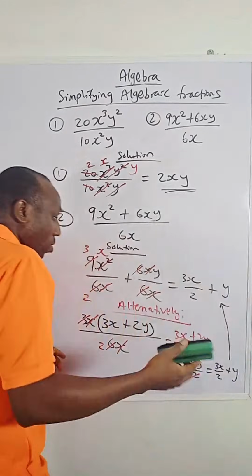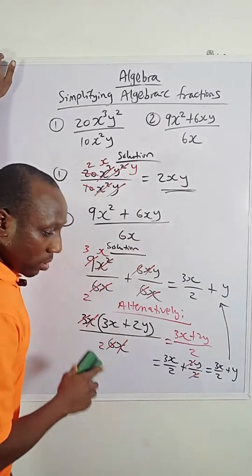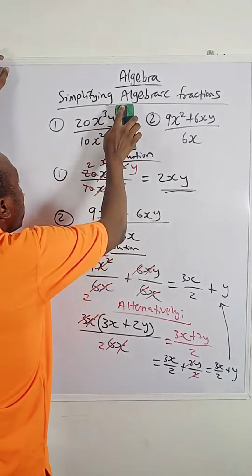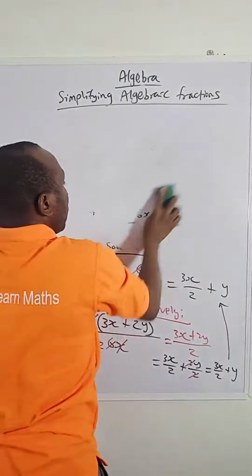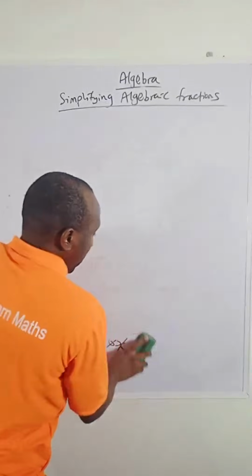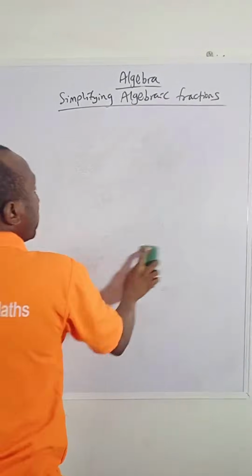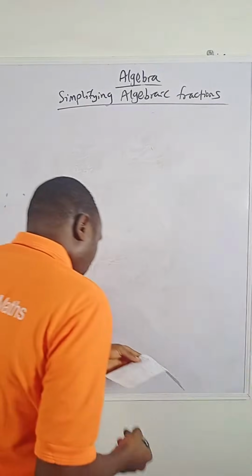So let's go to another. There are 2 more examples on algebraic fractions. I got it covered, like I said before. So let me take this off and rewrite. If you have any question, don't hesitate to drop it in the chat. I'm here to be a guide for you.